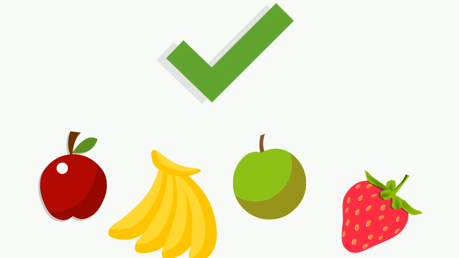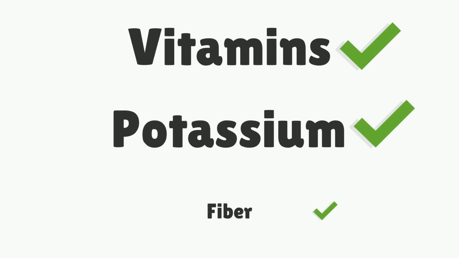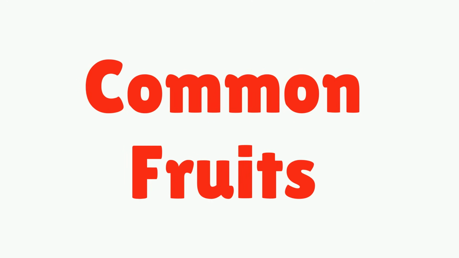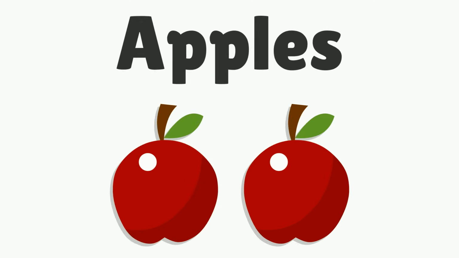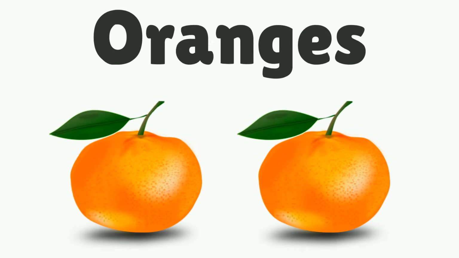Now let's learn about each food group. Fruits are great for your body. They contain vitamins, potassium, and fiber. Common fruits include apples, strawberries, oranges, bananas, and grapes.